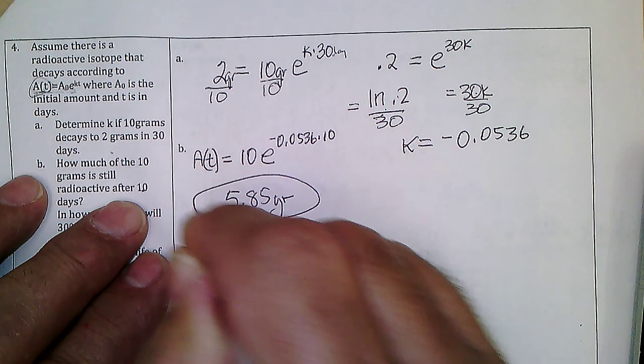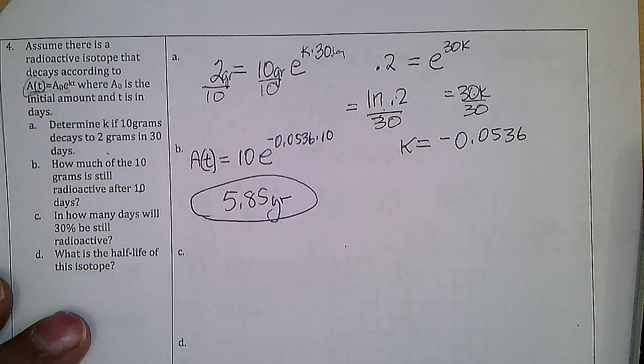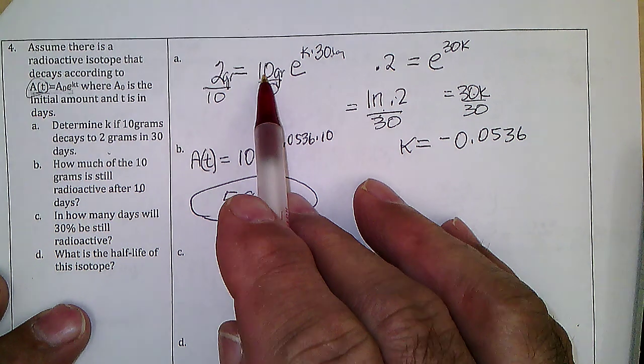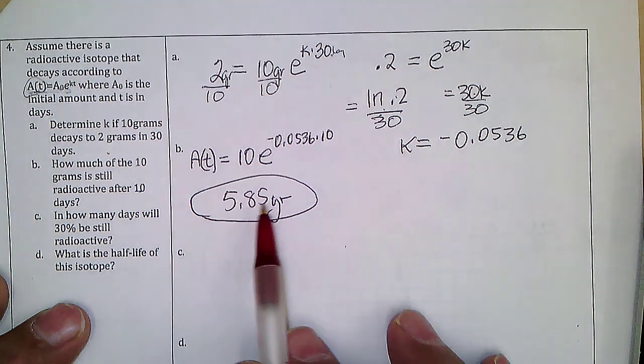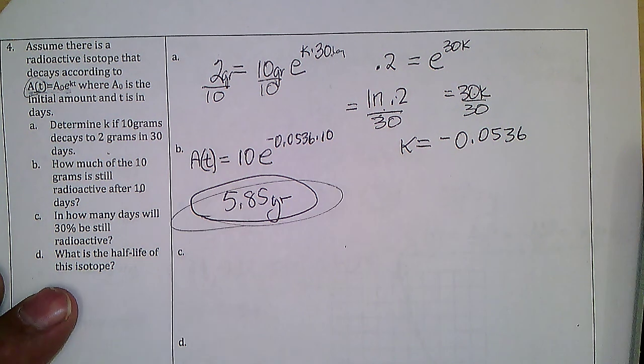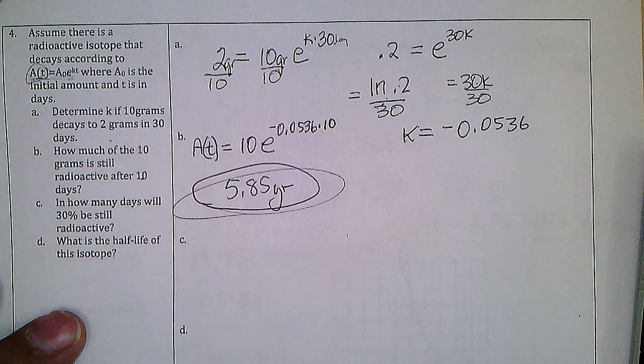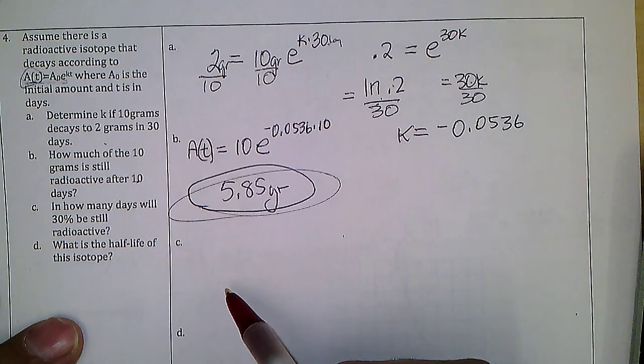Are still going to be radioactive after 10 days. And that makes sense. If it was 10 to start with, and after 30 days it's 2, after 10 days it's going to be somewhere in between, which is what this is. Now C, how many days will be 30%?